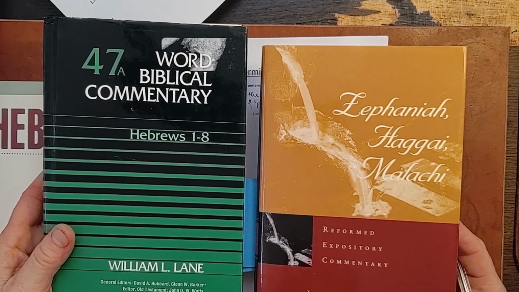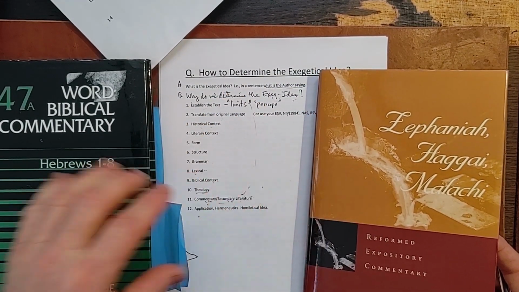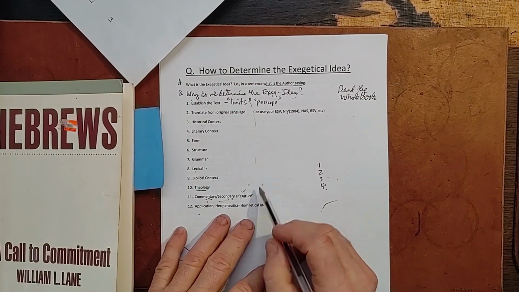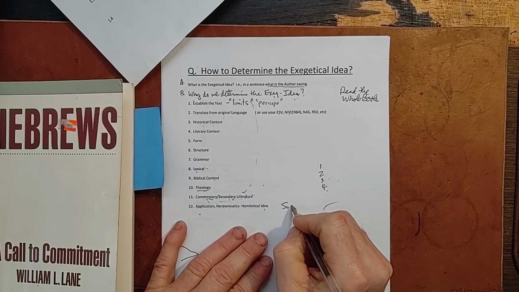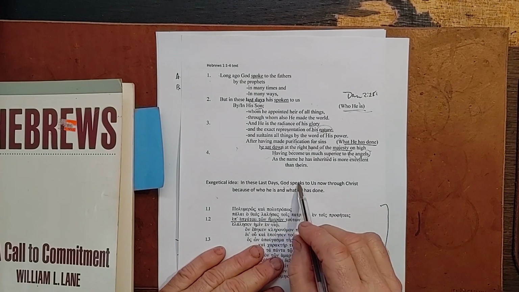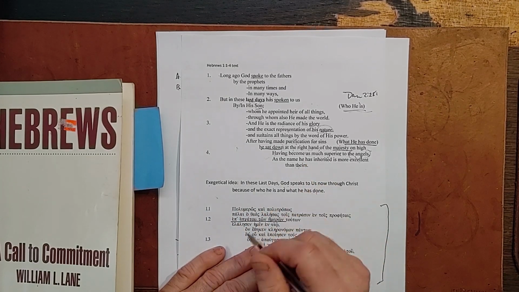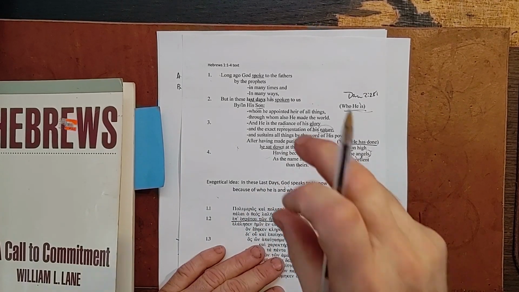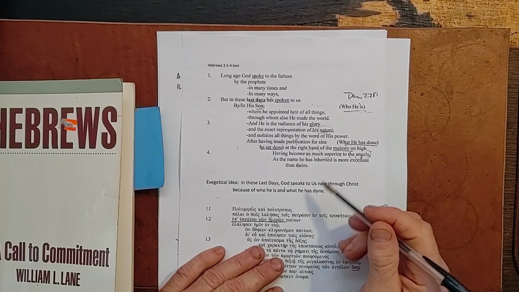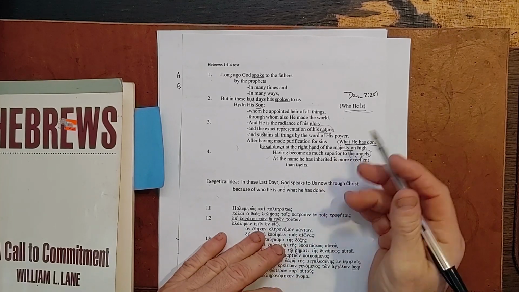Just leagues apart. And a lot of ministers like to go directly to this, because they don't know how to do the exegetical work to come up with the right questions to understand the exegetical idea, and then to determine what is the homiletical idea. So what is the question that you're asking? You've determined what the exegetical idea is: in these last days, God speaks to us now through Christ because of who he is and what he has done. So if you wanted to write this into a homiletical idea, you would say something like, God speaks to us through his word alone, through the Bible alone, or the Bible is our authority, or Jesus is the truth, the way, and the life, or whatever it is.